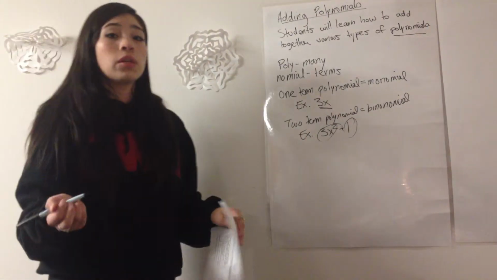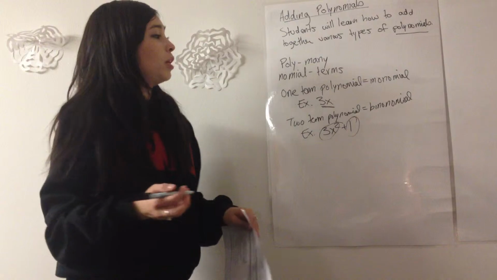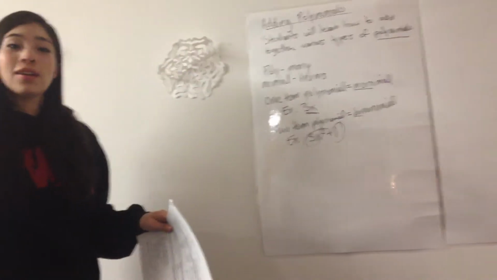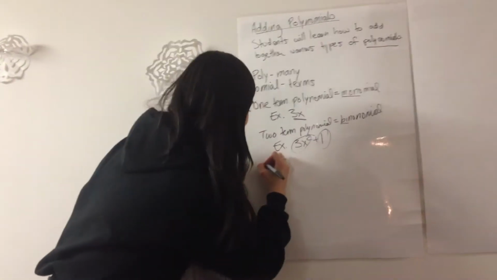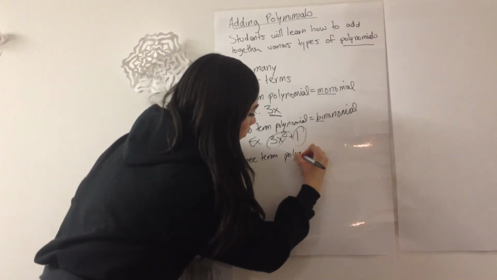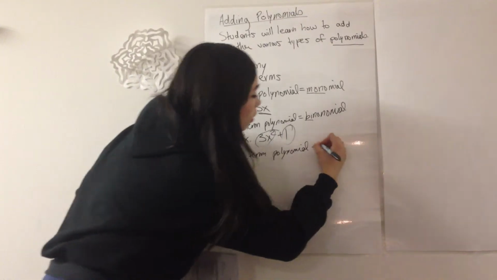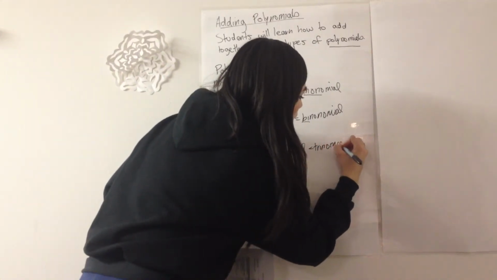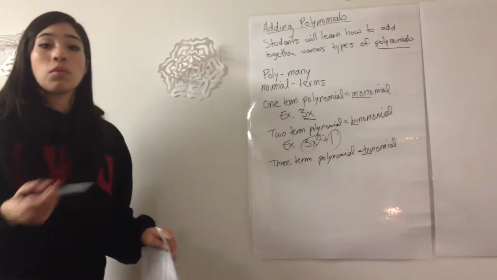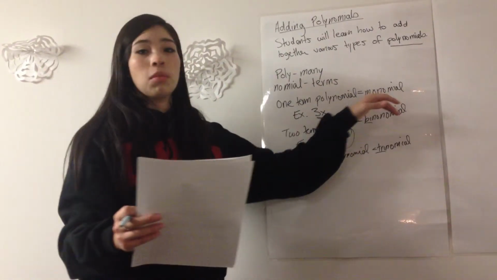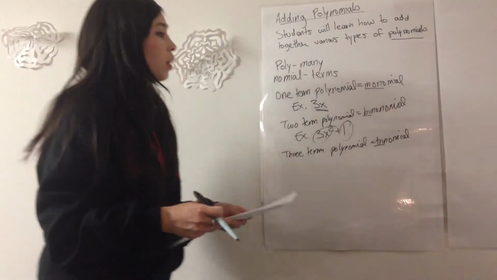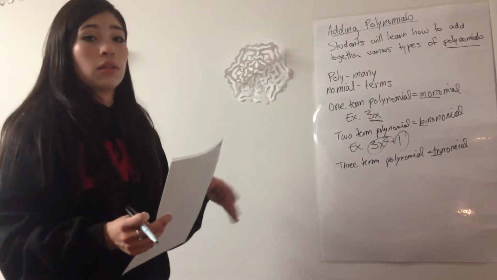And there's also a name for a three-term polynomial. Any guesses what that would be? Bi means 2, mono means 1, so maybe trinomial. There you go. If you forget, you can also think of like bicycle, 2 wheels, right? Tricycle, 3 wheels, one wheel monomial, one-wheeled bicycle. Okay, so now you can add these together, okay?